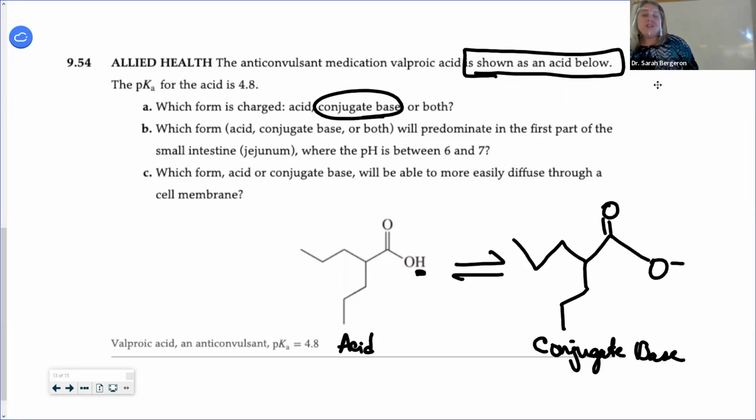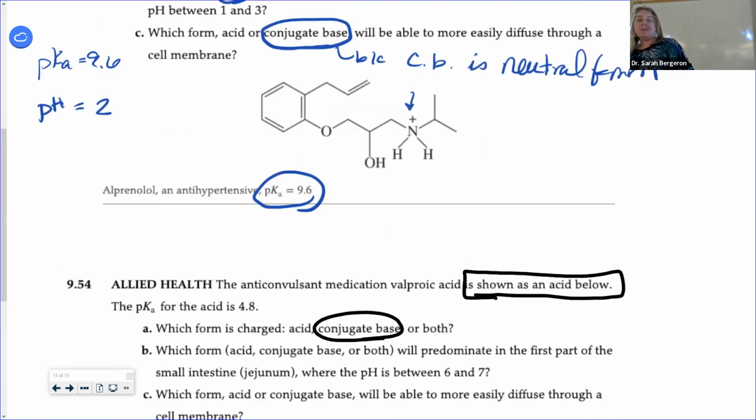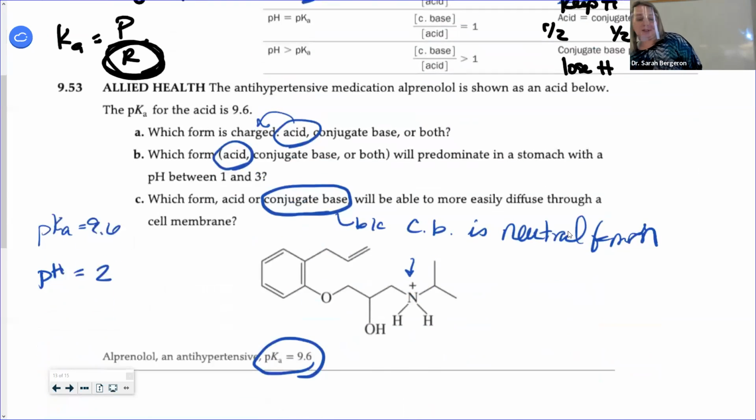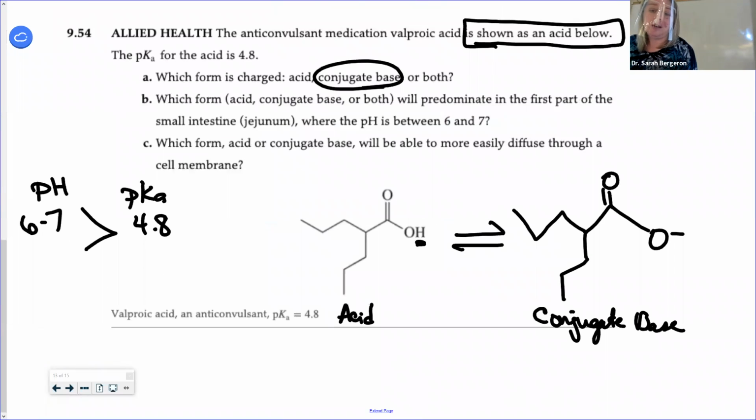Okay. Which form will predominate in the first part of the small intestine, the jejunum, where the pH is between 6 and 7? What's the pH? Somewhere between 6 and 7. What's my pKa? Always compare pH to pKa. Which one is bigger? pH. So I'm going to go up to my table. What happens when my pH is greater than my pKa? I lose the hydrogen and I have conjugate base. So we have conjugate base.